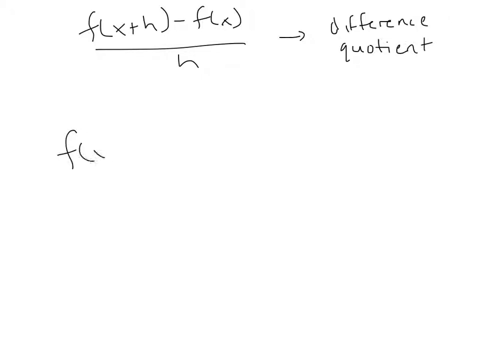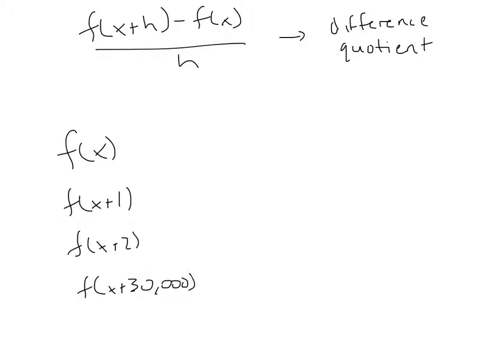Because after knowing what the function of x equals, you might want to know what the function of x plus 1 is, and the function of x plus 2, or the function of x plus 30,000. And we don't want to have to keep doing all the work over and over and over again. So we use the difference quotient as a shortcut. We do the work once, and then we can plug in different numbers to take the shortcut to get the answer without having to repeat all of the work. So on the next slide, we're going to get started on how that works.